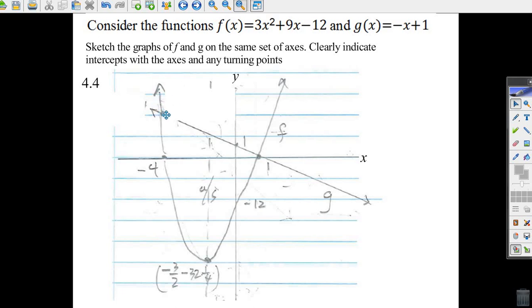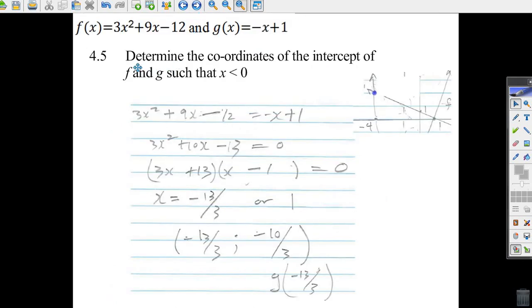They want to know about this point of intersection here. They want to know when the parabola equals the line. So that's what they say. Determine the coordinates of the intercept of f and g where x is negative. That means over on this left side, not this one over here, but this one. And how do you find out where f and g equal each other? You just take f and you make it equal g.